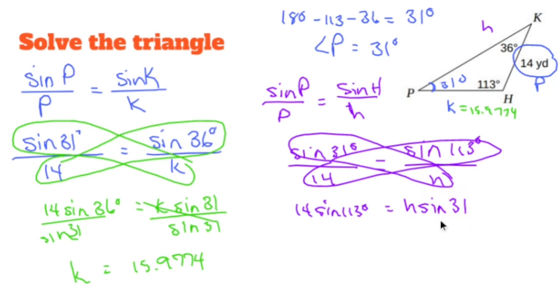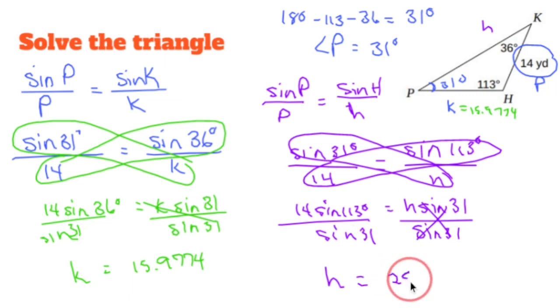If we want to throw all of this into a calculator, let's divide both sides by sine 31. That crosses out everything, leaving h on its own. And according to a calculator, which I used ahead of time, h is going to equal 25.0216. There you have it. So 31 degrees, 36 degrees, 113, 14, something that's awfully close to 16, and something that's awfully close to 25. I did it. I solved the triangle.